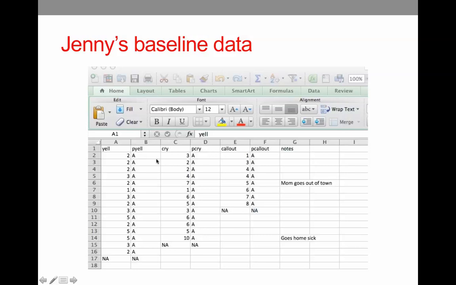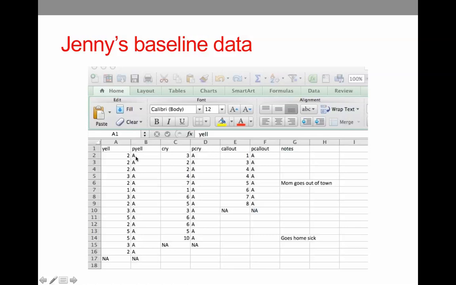Now I just wanted to show you that across the top row we have a number of variables that we described prior to this. So here's the number of times that Jenny yelled during the baseline period, the number of times she cried, and the number of times she called out. And you'll notice that for each variable we have an associated phase variable, which we just put a P in front of the behavior variable to denote.